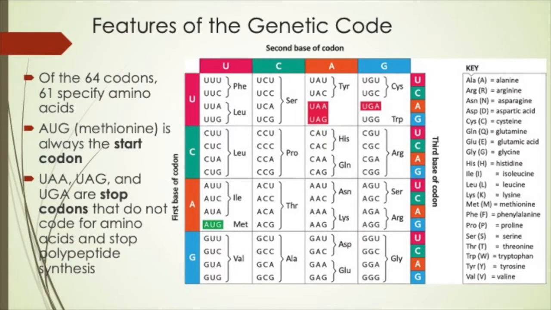So here we have all the different types of amino acids, and there's 64 different codon types. Of those 64 codons, 61 of them specify amino acids. One of them, AUG, is methionine. That's always the start codon. Methionine always starts the protein. Always starts the polypeptide chain.